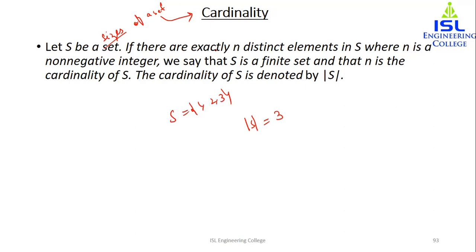Let's see the definition. If there are exactly n distinct elements, now the term distinct is important, in S where n is a non-negative integer, then we say that it is a finite set and n is the cardinality of S. Now, why are we speaking about finite sets? Because for infinite sets, you cannot count the cardinality. So for infinite sets, the term cardinality cannot be used. Okay. And that is the reason we have to take a finite set. And also, if we want to know the cardinality, the elements should be distinct. Okay. Let's see a few examples.